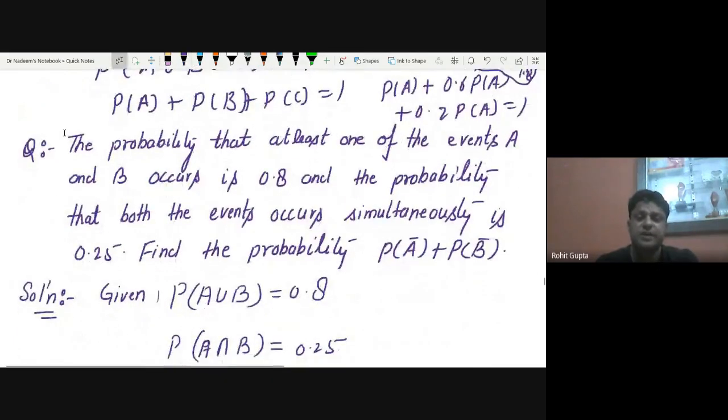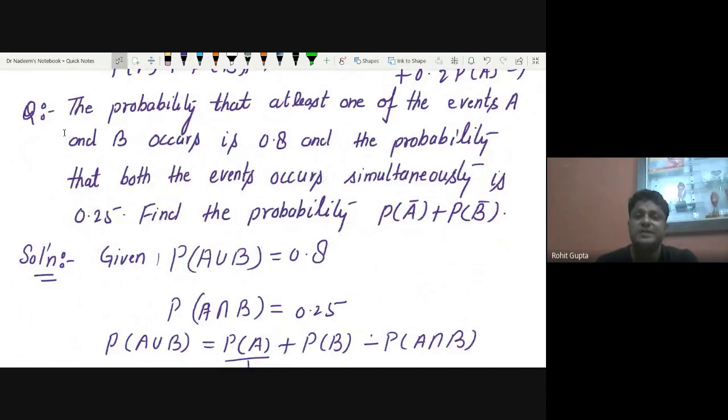Now the next question is very simple. The probability that at least one of the events A and B occur is 0.8, and the probability that the events occur simultaneously is 0.25. Find the probability of A bar plus probability of B bar. So probability of A union B, that is at least one occurs, that is either A or B. That is, it means A union B. So probability of A union B is given 0.8, and both the events occur simultaneously together, that is A and B. The probability of A intersection B is 0.25.